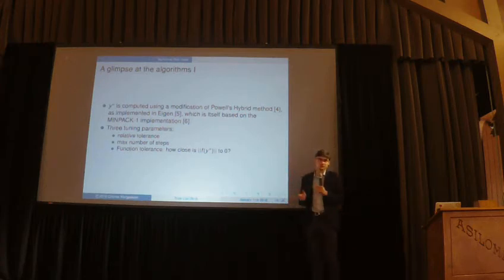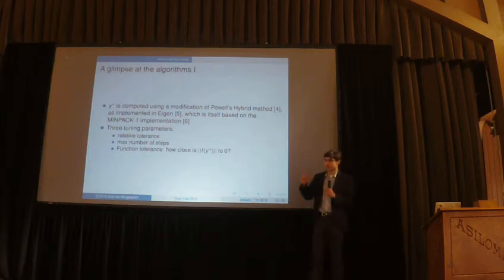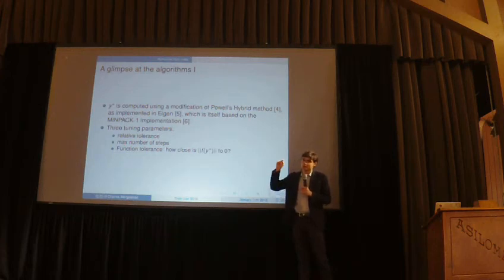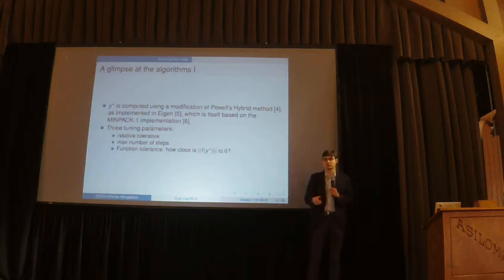And so there are three tuning parameters that kind of regulate this process. One is the relative tolerance. So usually there's some approximation of how close you are to a solution, and you want to be very close to that solution. And so you can tweak the relative tolerance to tell how close you want to be to that solution before the solver considers it has converged to an acceptable solution.